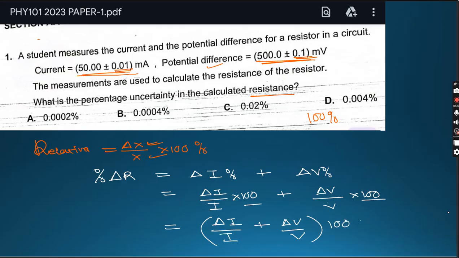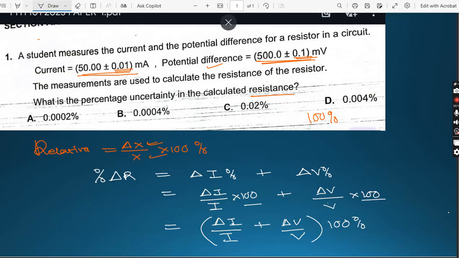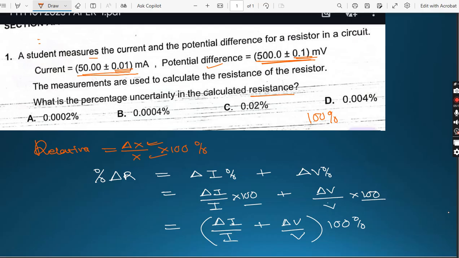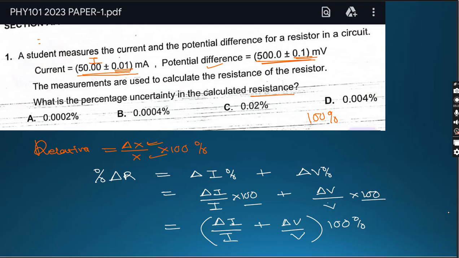This is how you deal with this kind of question. In this question, I is this part, and delta I is this. Here is our delta V, and here is our delta I. Actually, this is V and this is delta V.